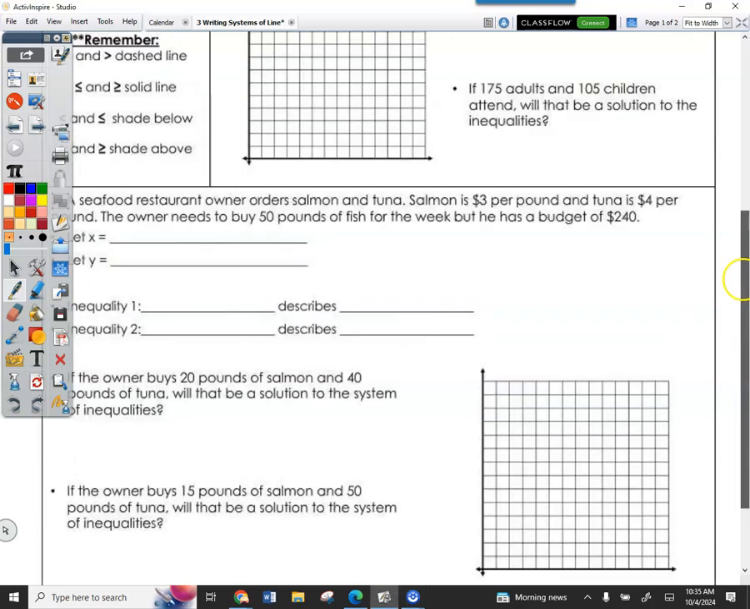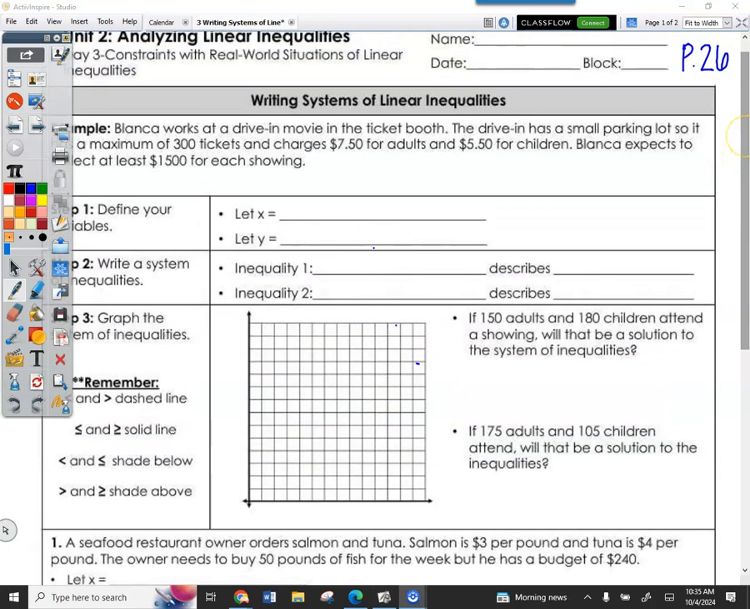So this first one is showing you all the steps involved. And then it's asking you to try second, third, fourth, fifth. Okay, everybody with me? Yeah. You okay? All right.